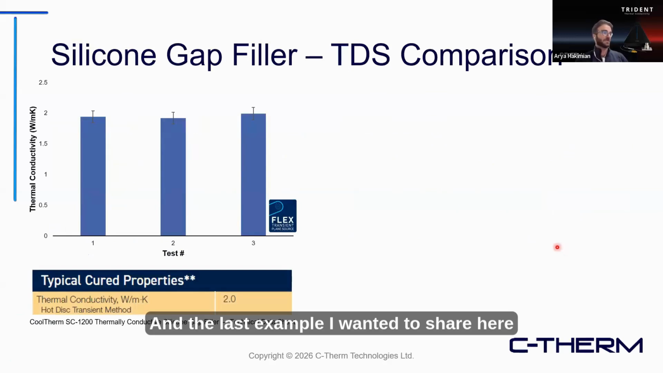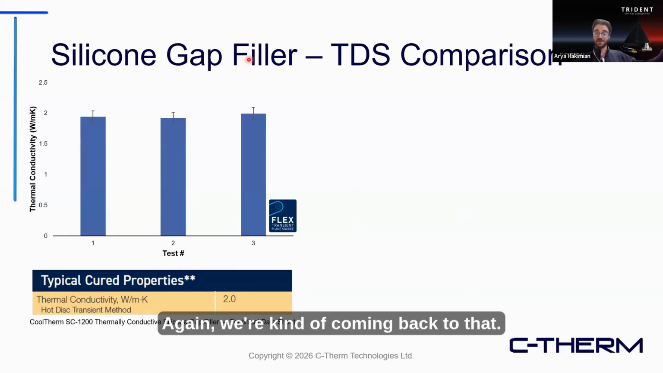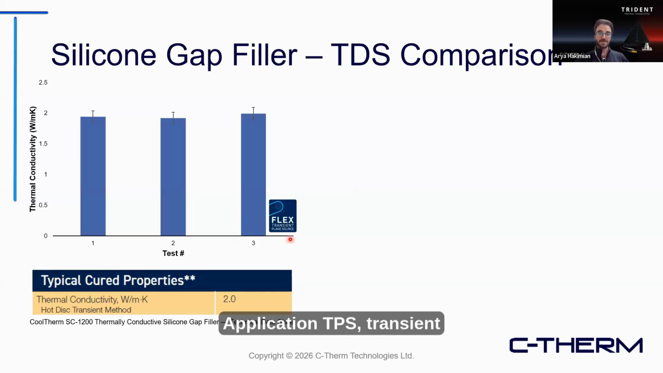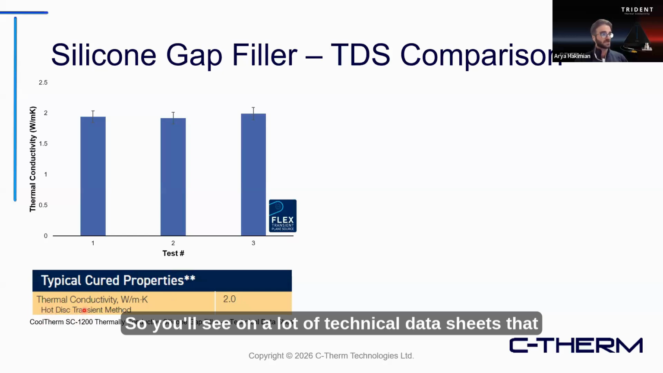And the last example I wanted to share here is technical data sheets for thermal interface materials. Again, we're coming back to that TIM application. TPS, transient plane source, ISO 22007-2, or Hot Disk style sensor. These are all words for the same method here. You'll see on a lot of technical data sheets that this is referenced for the thermal conductivity value.